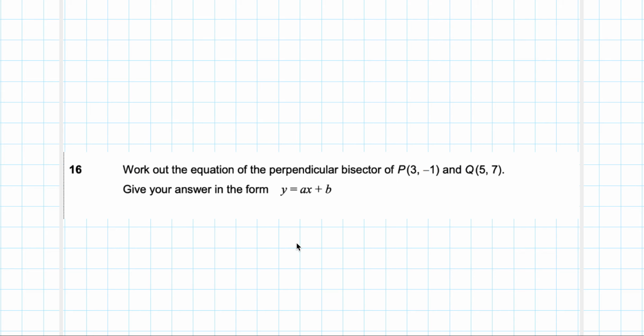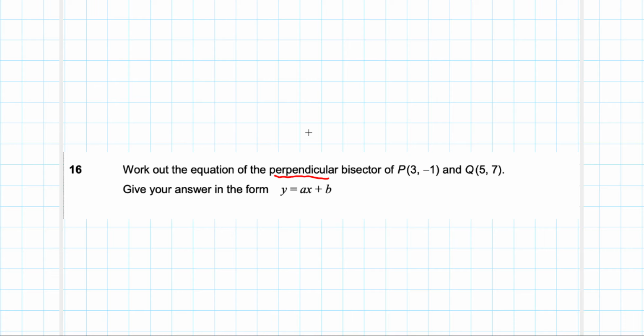So if we look at question 16, it says: work out the equation of the perpendicular bisector of P, which is (3, -1), and Q, which is (5, 7). Give your answer in the form y equals ax plus b. So the first thing we need to pull out here is some key parts of this question.